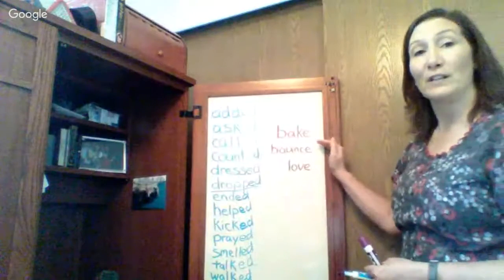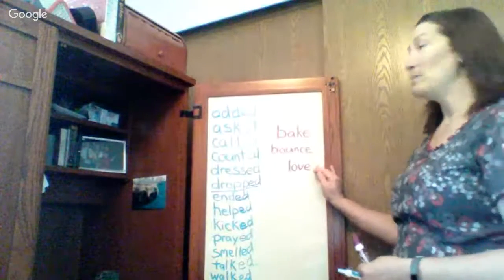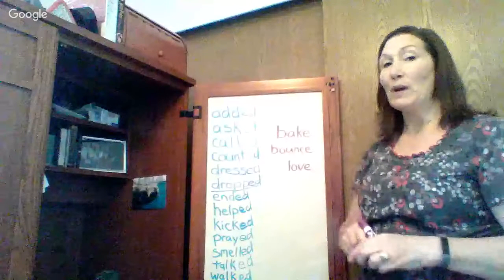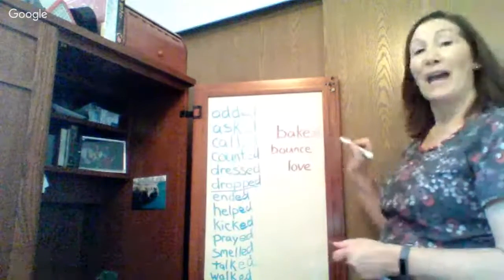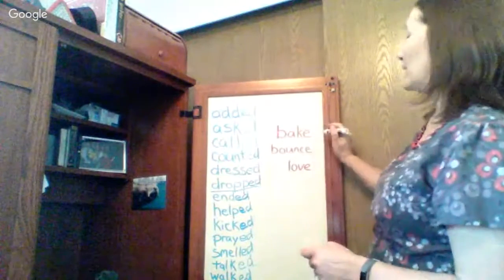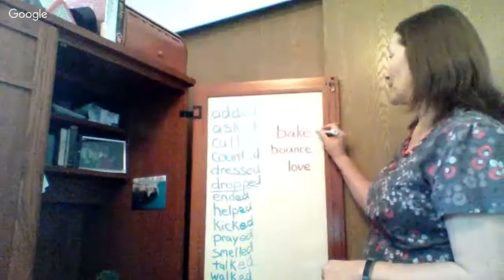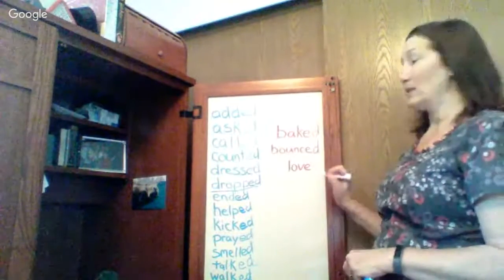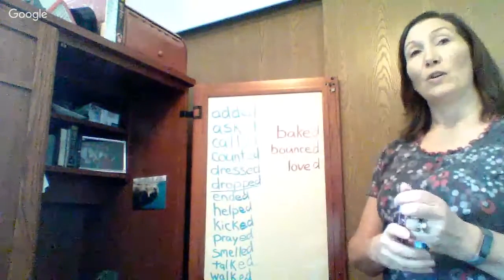These are also regular verbs: bake, bounce, love, but they already end in E. So we don't want to add an extra E. That would also change the sound of it. If we added another E, it would be baked. We don't want that. So we only add the D if the word already ends in E. Baked, bounced, loved.